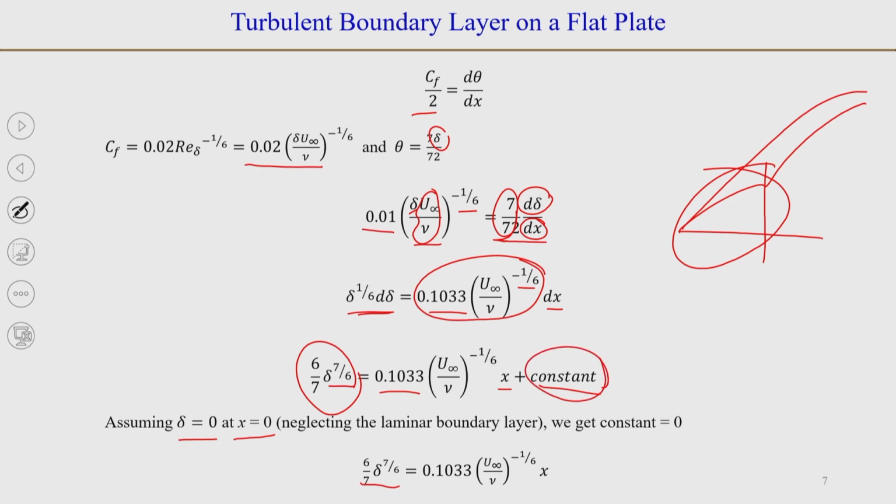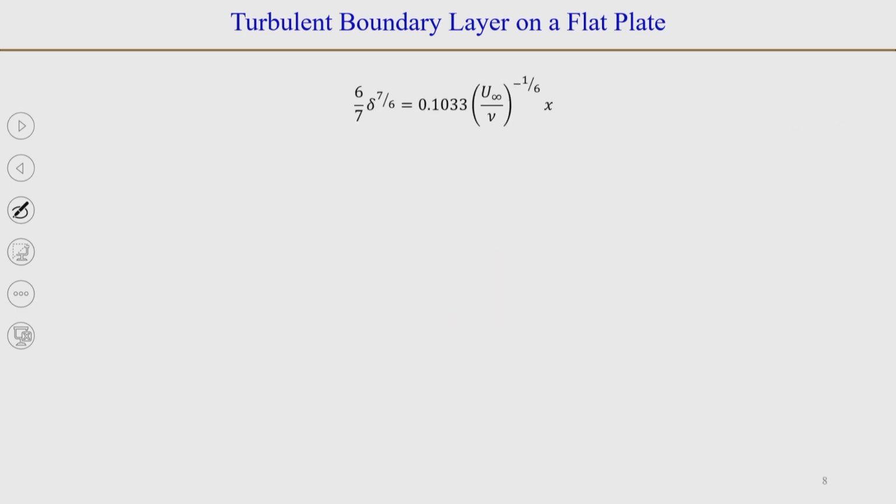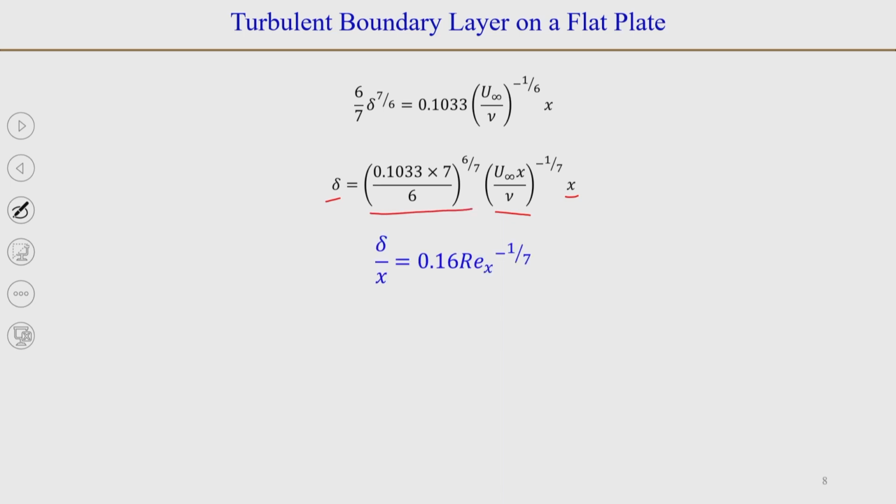Now, we can rearrange it in a simpler form. So, we can do this and we will get delta is equal to Re x raised to the power minus 1 by 7 into x multiplied by some constant. So, that will give us delta by x is equal to 0.16 Re x raised to the power minus 1 by 7. So, we get a relationship for turbulent boundary layer thickness.